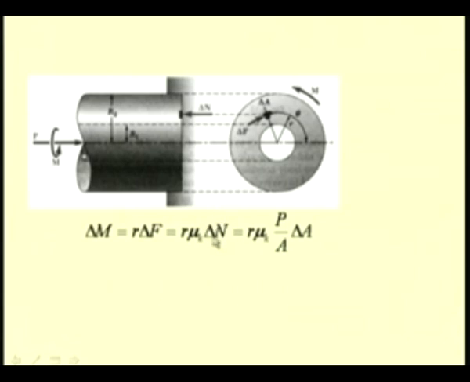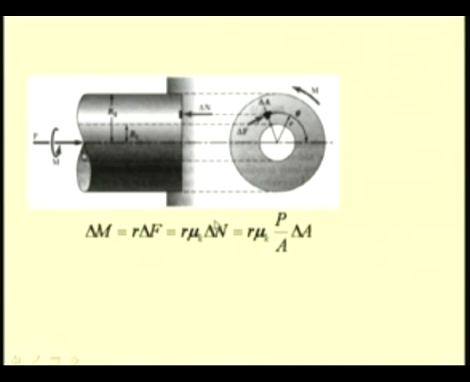This force, that is delta n, on this elemental area is equal to the total load divided by the total area of this disc. If we consider that the contact is uniform, then this is valid, that is P by A is equal to delta n divided by delta A. So, we have delta n equal to P by A times delta A.